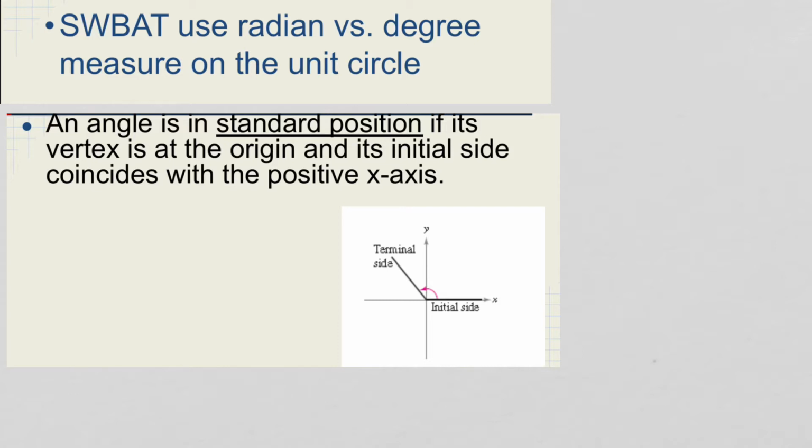So here we have an x and y axis. It's at the origin here. And its initial side coincides with the positive x-axis. So here's the initial side. We always start on the positive x-axis. And then the terminal side will end wherever the degree of the angle is. And it goes counterclockwise.